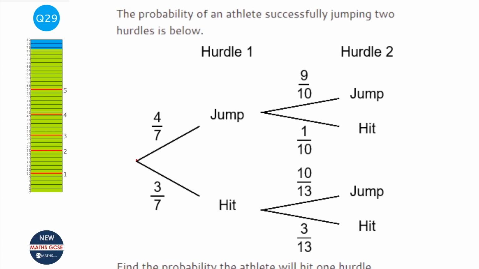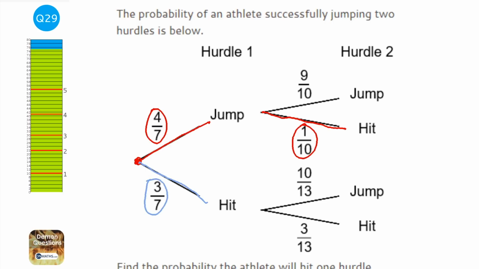Okay, so we start here. And if he jumps the first one, then we're looking at him hitting the second one because he has to hit a hurdle. If, however, he hits the first one, he can't hit the second one, otherwise we'll end up hitting 2 hurdles, and it says he will hit 1 hurdle, so he has to jump the second one. So he's either going to hit the first one or the second one.